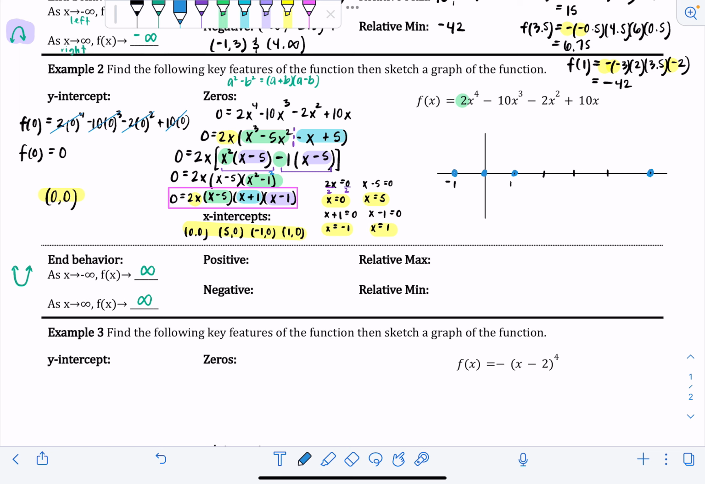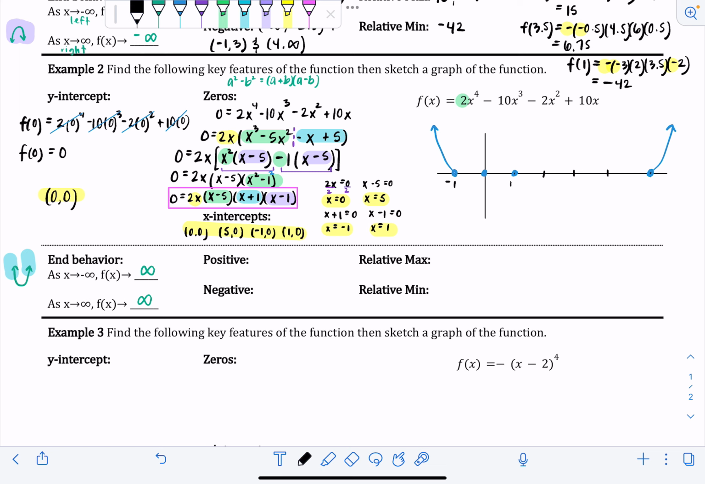So then I go to my end behavior, and I say the left side is going up and the right side is going up. So from my leftmost x-intercept, I'll go upward. For my rightmost x-intercept, I'll go upward as well. And then I'm going to cross through each x-intercept.